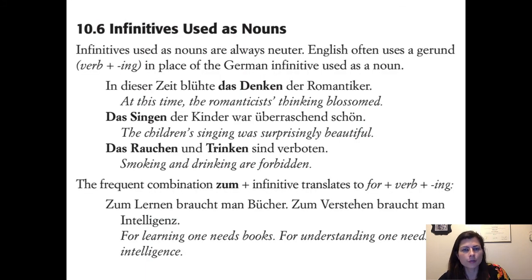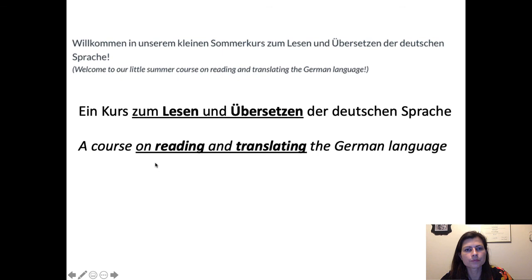And then one other thing that you can do to make a noun is you can use a verb infinitive to make a noun. And this is very common. You just take the verb infinitive, which is like the "en" at the end, right? And then you capitalize it, and then it becomes a neuter noun. "Das Denken," the thinking. "Das Singen," the singing. "Das Rauchen," the smoking, right? You can do that with any verb.